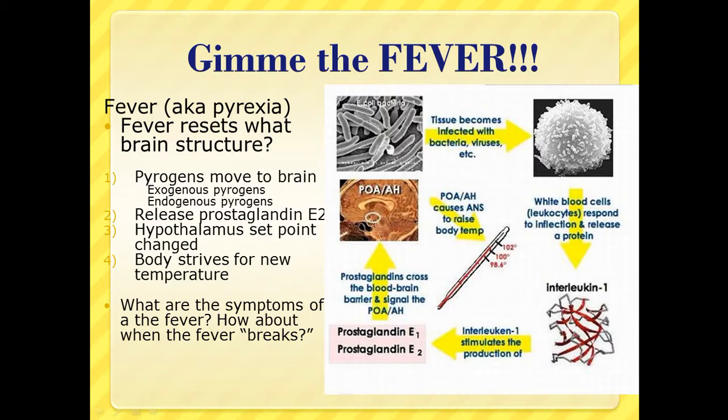This is where it gets a little bit tricky, because when you refer to an endogenous pyrogen, you're actually talking about something released by the body, your human body. When you're talking about an exogenous pyrogen, it's released from the bacteria or the invader. So an endotoxin can be an exogenous pyrogen. It stimulates the fever, but it's from outside of the body.